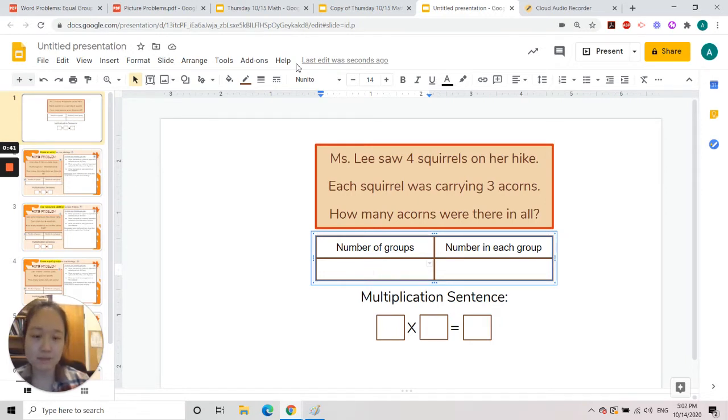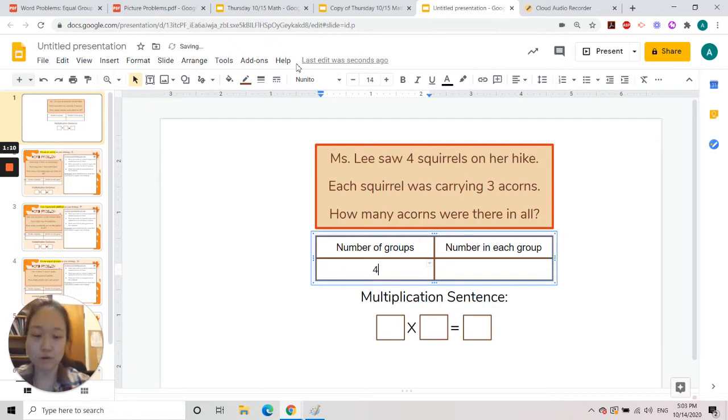Sometimes as the problems get a little bit more difficult, I have a hard time deciding which number represents the group and which number represents the number in each group. Here, it doesn't really make sense that there are acorns and then there's the squirrels in each acorn. It's each squirrel was carrying 3 acorns, so you know that the squirrel represents the number of groups, and the number of acorns represent the number in each group.